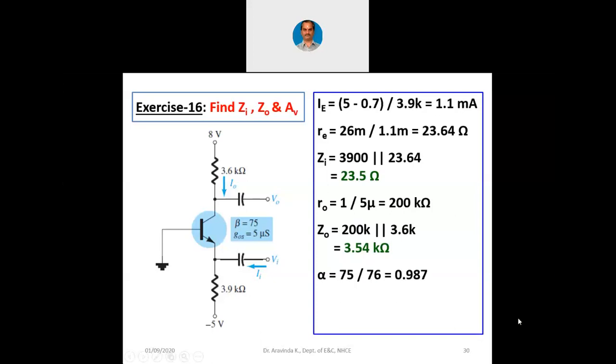So here alpha is beta divided by 1 plus beta, that is 75 divided by 76, that is 0.987. Now AV is alpha into RC divided by small re, that is around 150. This is the last exercise of this particular module.